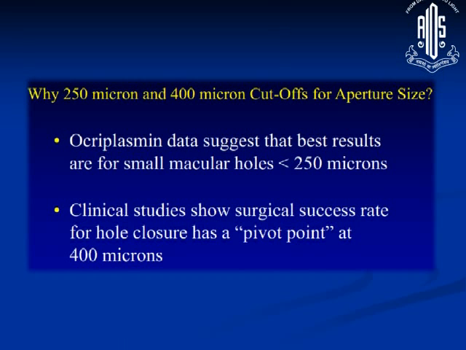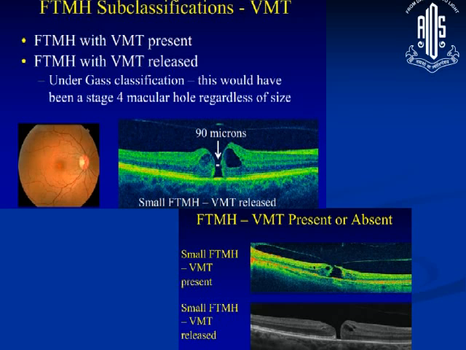Why did we consider 250 and 400 microns? It is based on the OCULAR study data, which suggests that the best results for small macular holes are seen when the hole size is less than 250 microns. Further, macular hole prognosis is also assessed by whether the VMT is present or not. You can see here a small full thickness macular hole where the VMT is present.